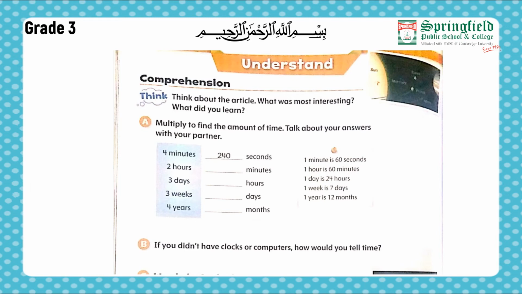Part B. If you didn't have clocks or computers, how would you tell time? If we don't have clocks or computers, we can tell time by looking at the sun. We can see if the sun is high, it is noon time, and then at sunset, it's about 5 pm or 7 pm, according to our time zones.